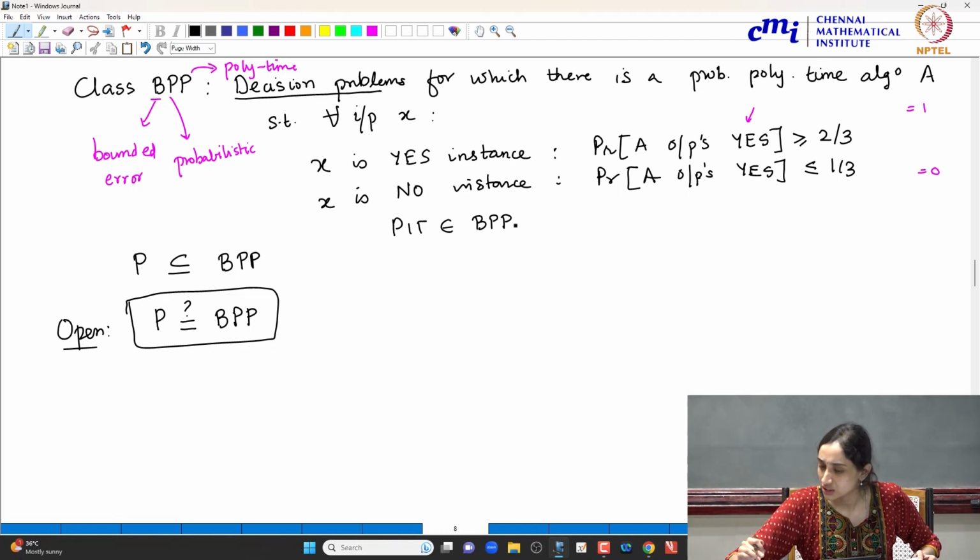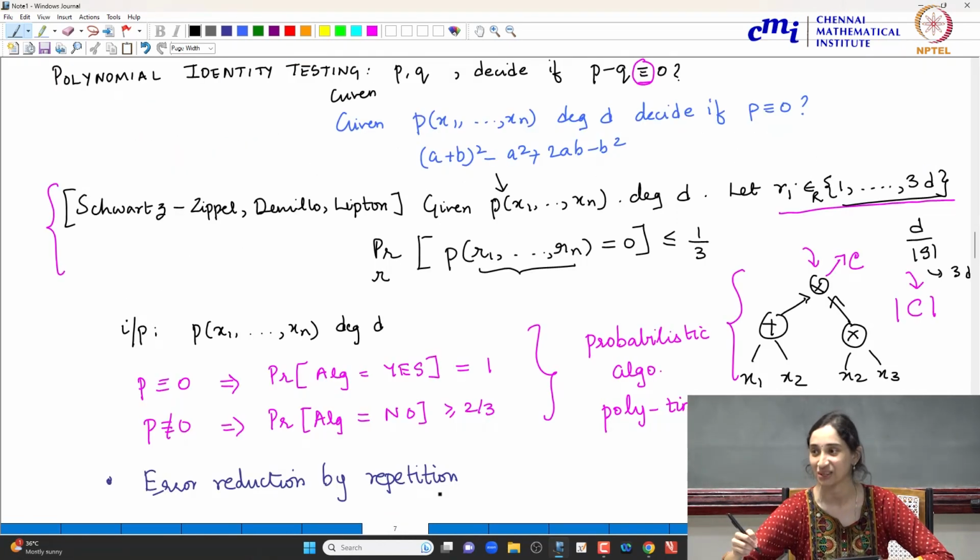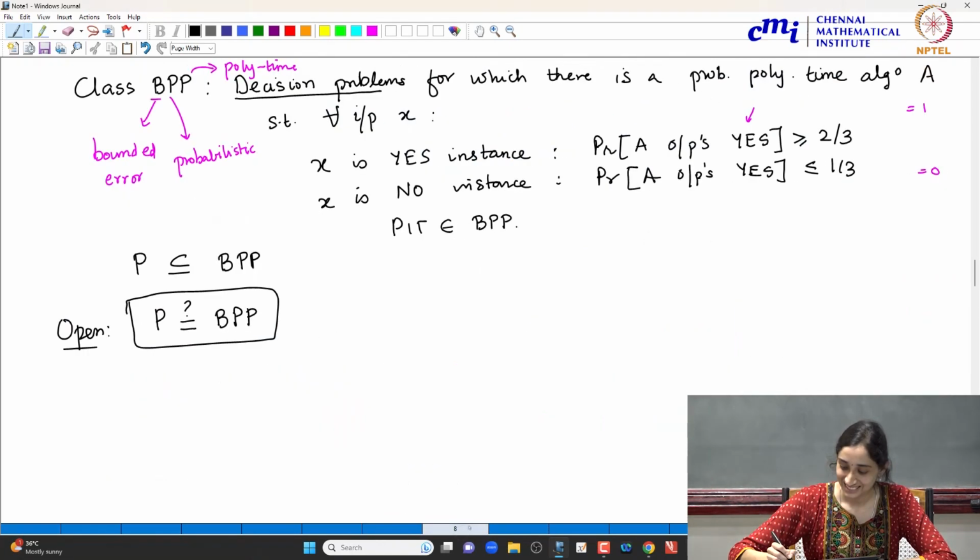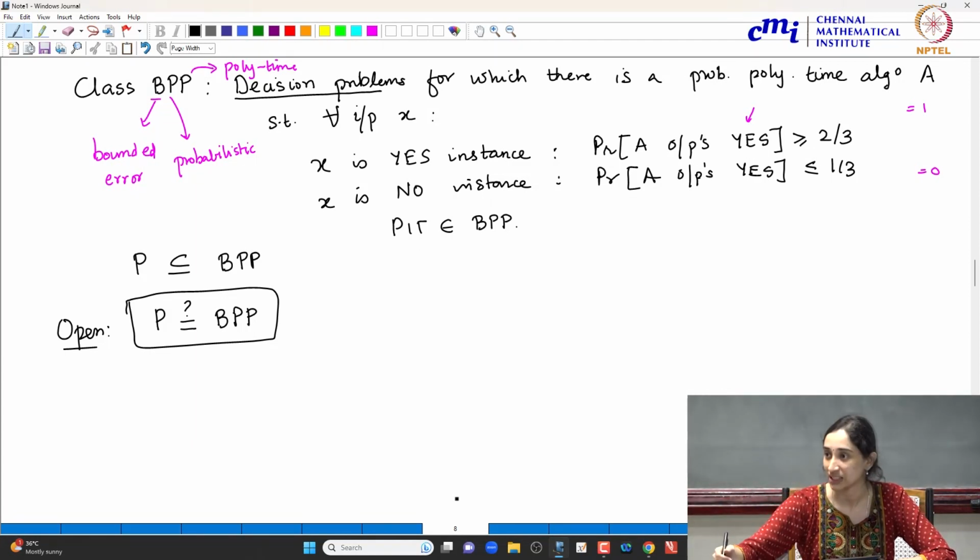But if you have 2/3, 1/3, can you not just repeat it and get whatever you want? Yeah, that's what I said. For every c you can make it 1/2 to the c and 1 minus 1/2 to the c. I just made it 2/3, 1/3 because you saw Schwartz-Zippel for which it was 1/3. It's easier to write. The most general thing would be that if you have this property, you can get whatever property you are saying. This is the simplest to write. Okay, so maybe let's stop.